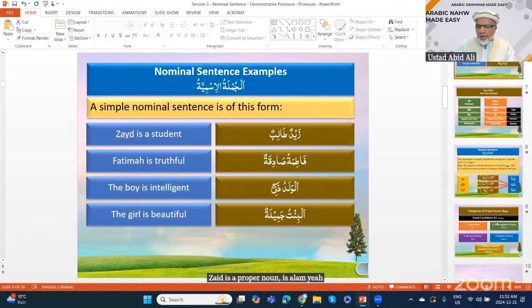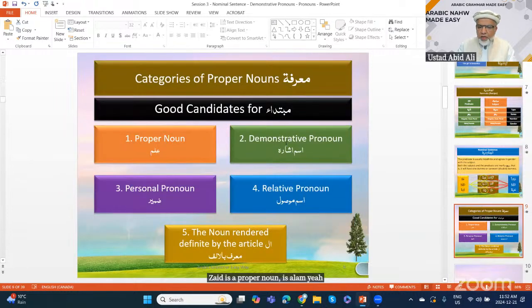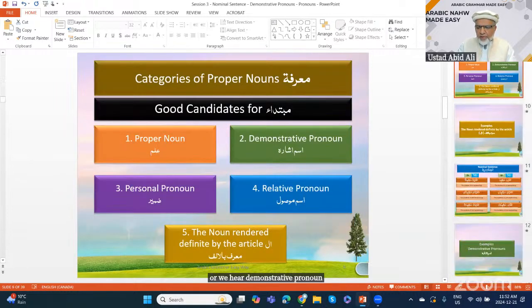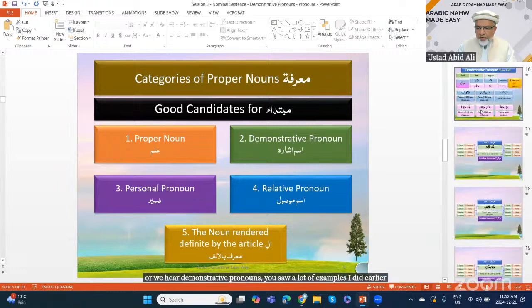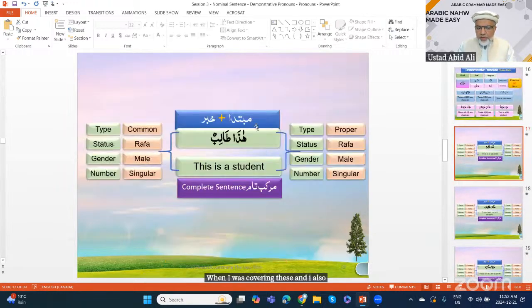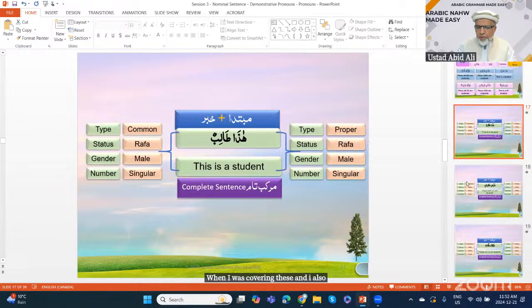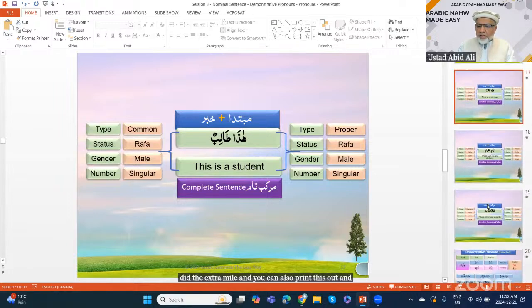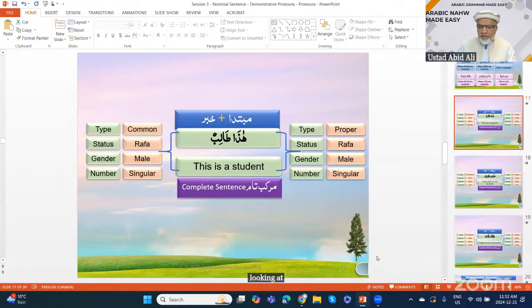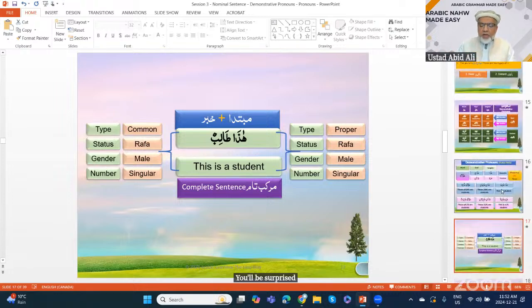Over here, demonstrative pronouns, you saw a lot of examples I did earlier when I was covering these, and I also went the extra mile, and you can also print this out and try practicing it. Just looking at it and copying it with your own hand, you'll be surprised at how much you will learn and retain when you write with your own hands, inshallah.